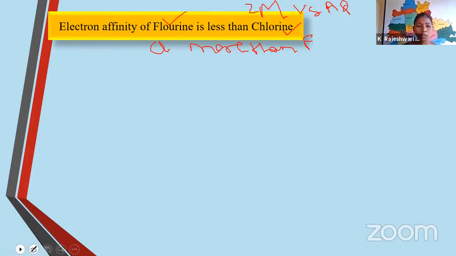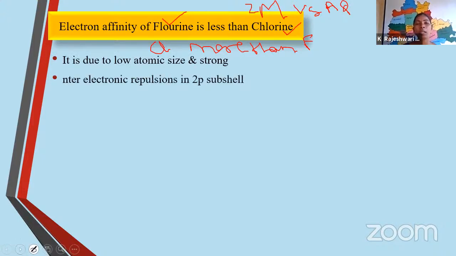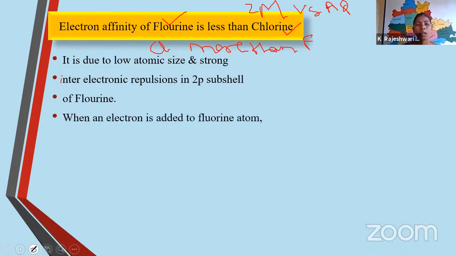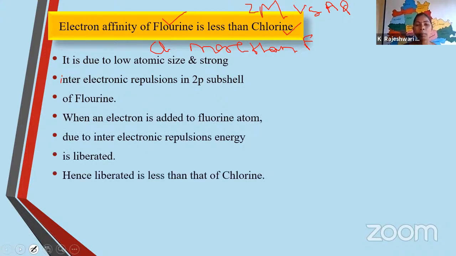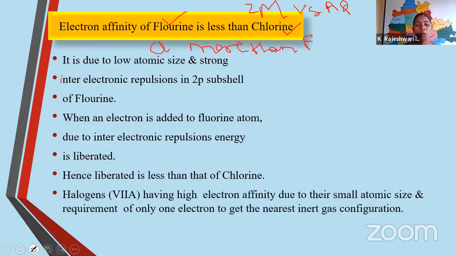Let us understand here. It is due to the low atomic size and strong inter-electronic repulsions in the 2p shell of the fluorine atom. When an electron is added to the fluorine atom, due to inter-electronic repulsions, the energy liberated is less than that of chlorine.